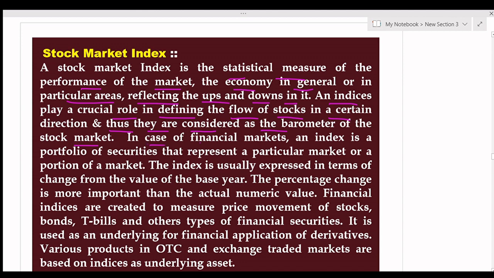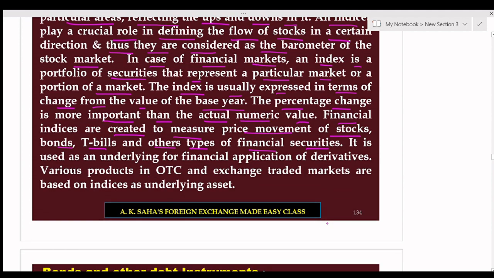In case of financial markets, an index is a portfolio of securities that represent a particular market or a portion of a market. The index is usually expressed in terms of change from the value of the base year. The percentage change is more important than the actual numeric value. The financial indices are created to measure the price movement of stocks, bonds, T-bills, treasury bills, and other types of financial securities. It is an underlying for financial application of derivatives. Various products in OTC and exchange traded markets are based on indices as underlying asset.